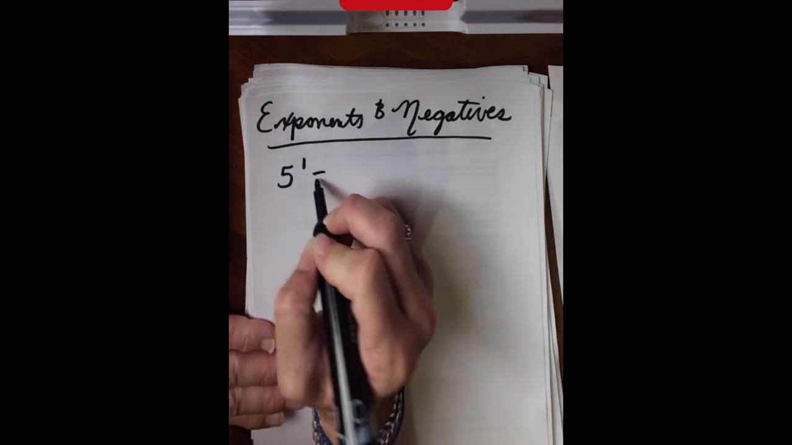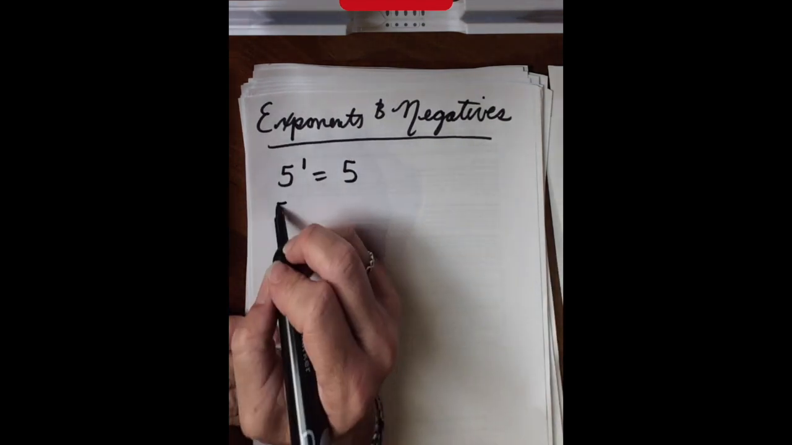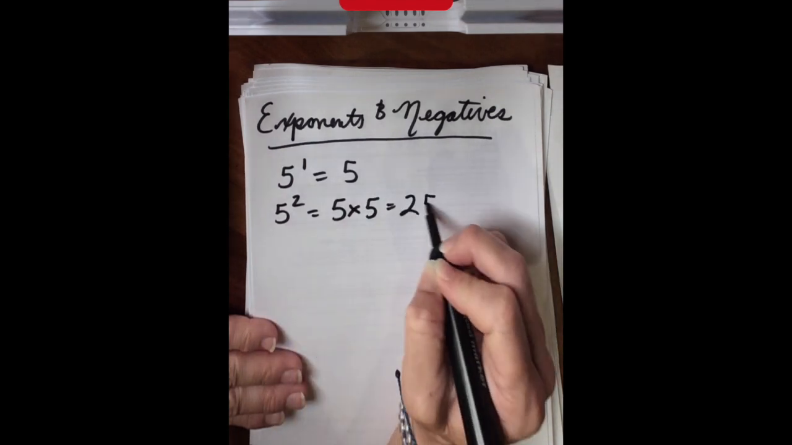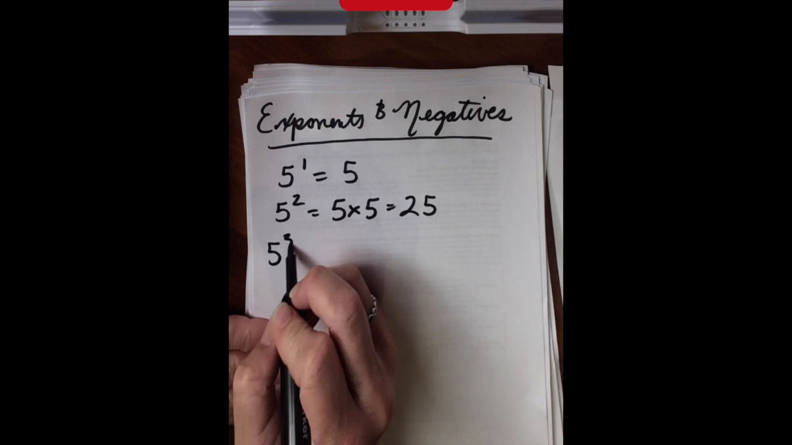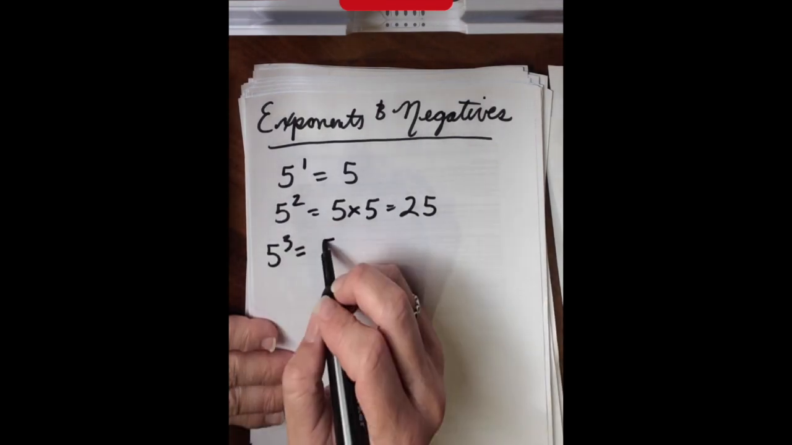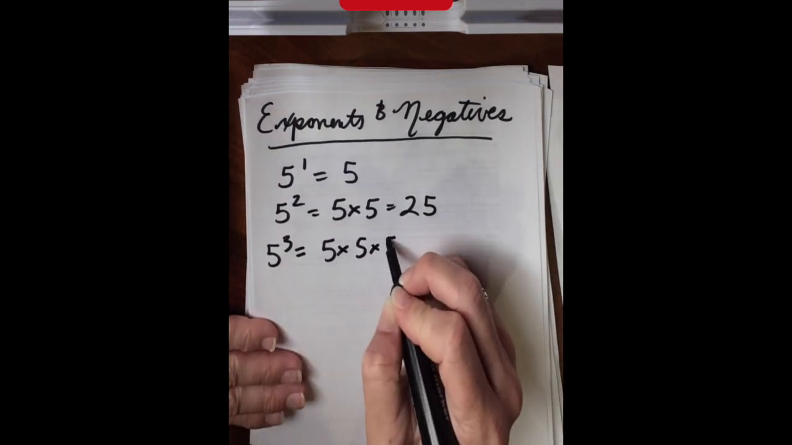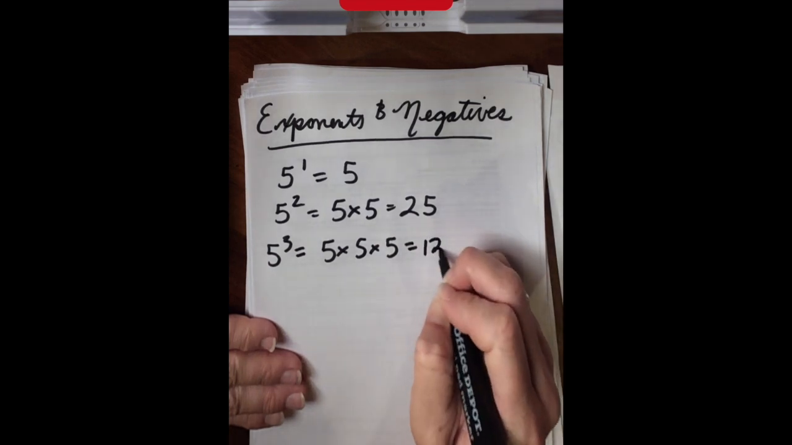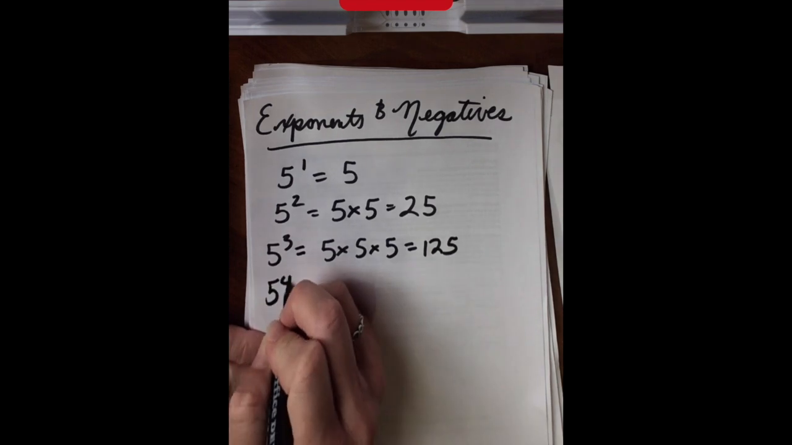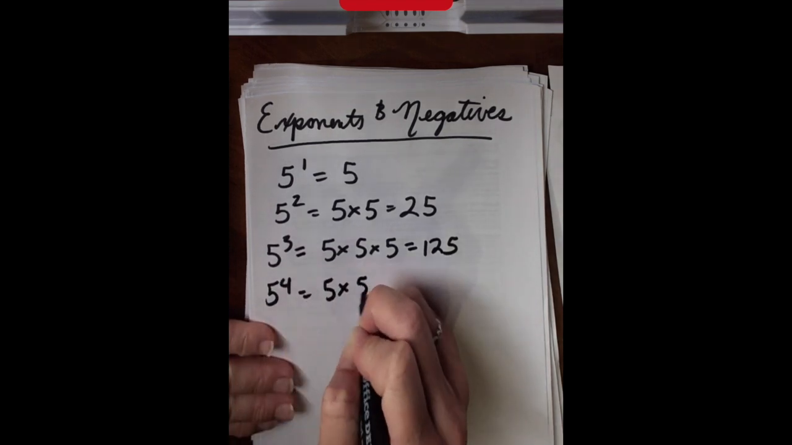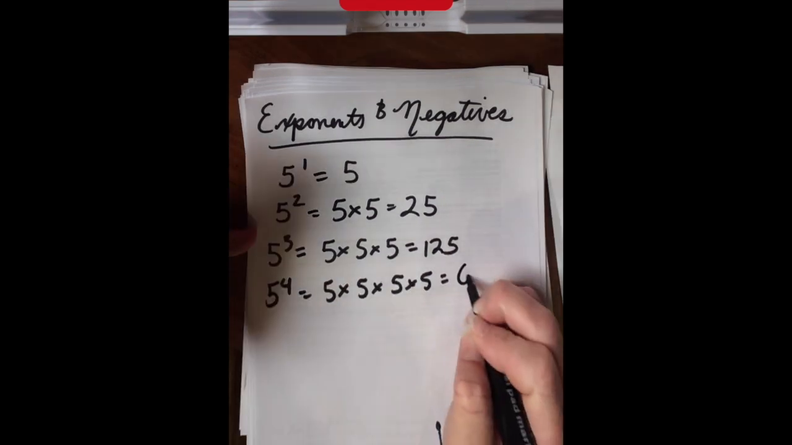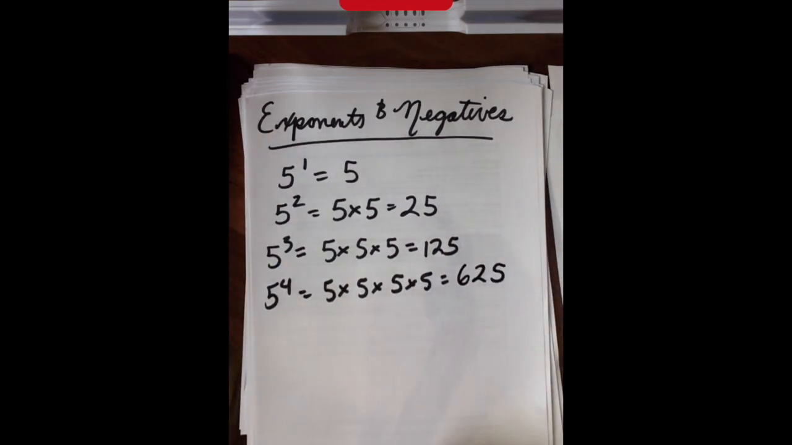So 5 to the first power is 5. Now 5 to the second power is 5 times 5, which is 25. 5 to the third power is 5 times 5 times 5, which is not 15, right? It's 125. Now 5 to the fourth power is 5 times 5 times 5 times 5, which is 625. Okay, this is growing exponentially.